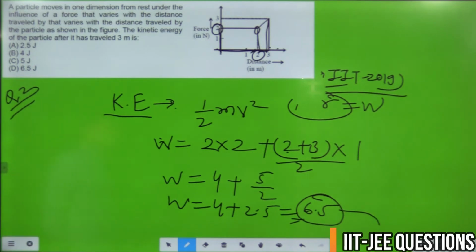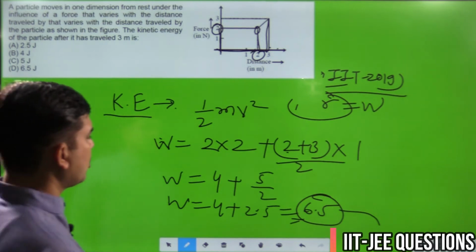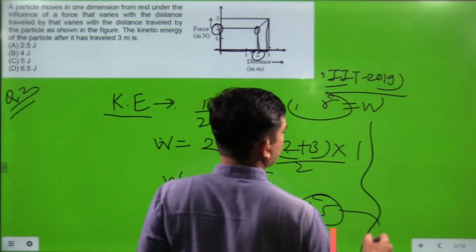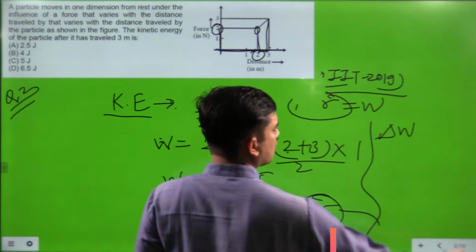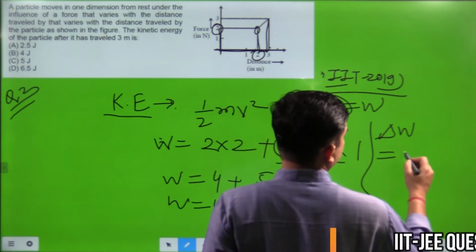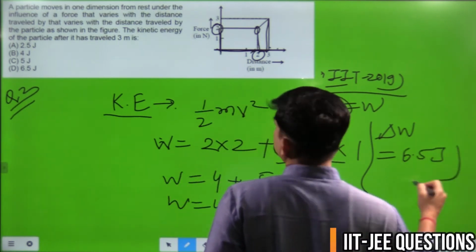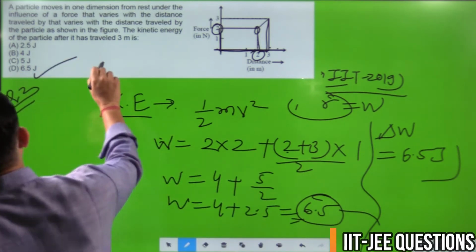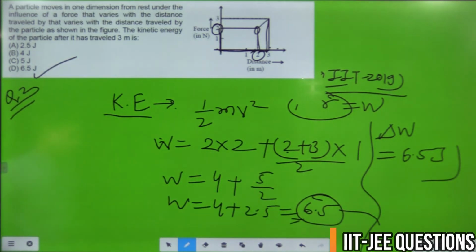It means the kinetic energy is also the difference of work done, 6.5 joule. Answer 4. Option D is the right answer.